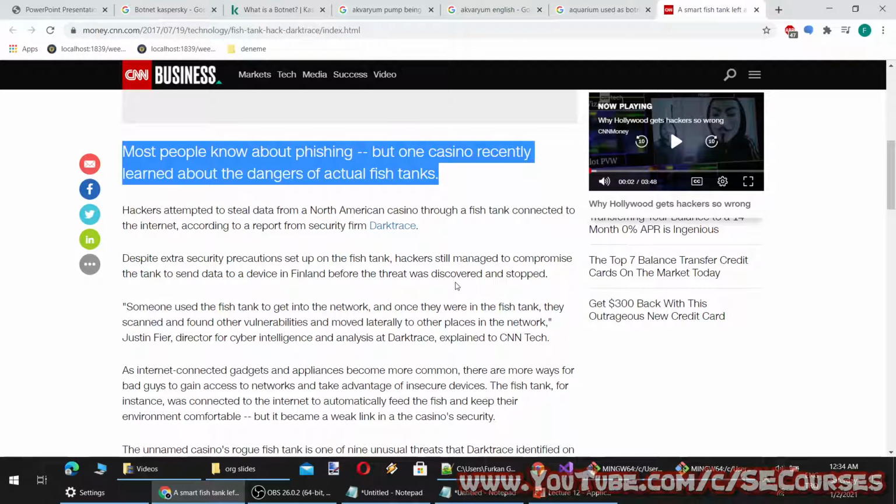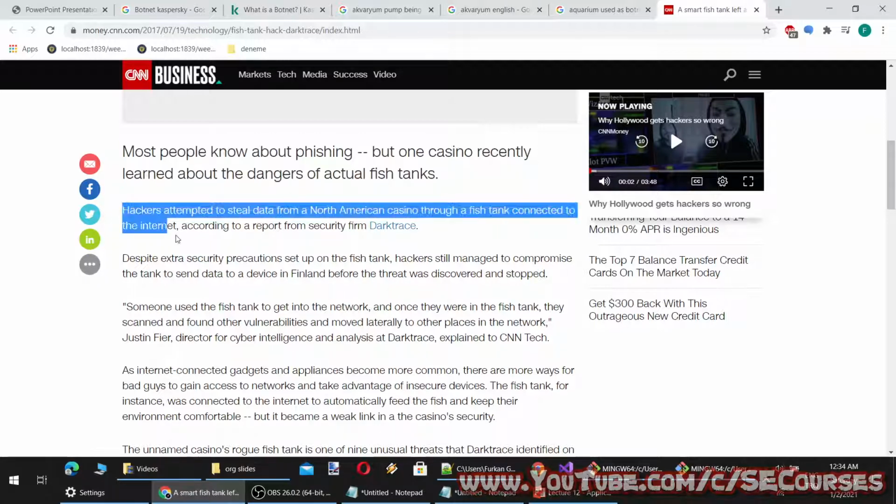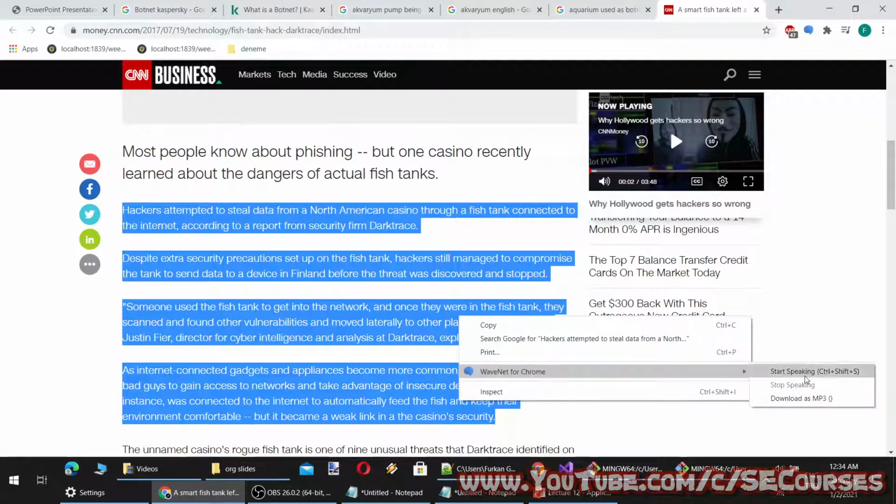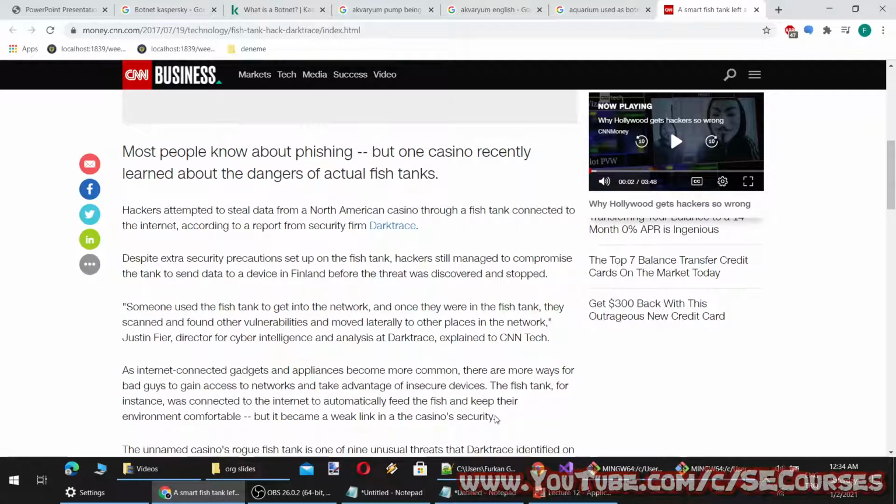Most people know about phishing, but one casino recently learned about the dangers of actual fish tanks. Hackers attempted to steal data from a North American casino through a fish tank connected to the internet, according to a report from security firm Darktrace. Despite extra security precautions set up on the fish tank, hackers still managed to compromise the tank to send data to a device in Finland before the threat was discovered and stopped.